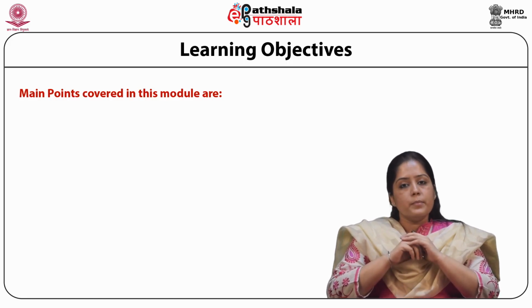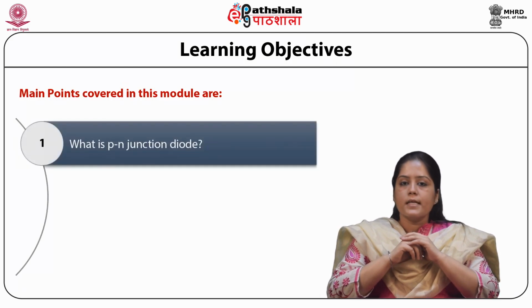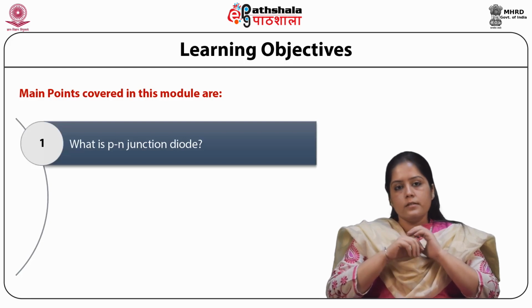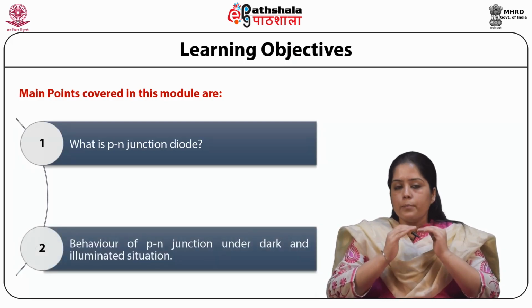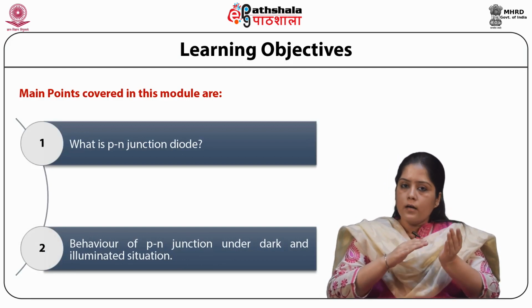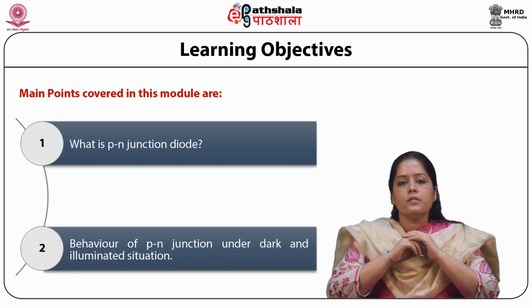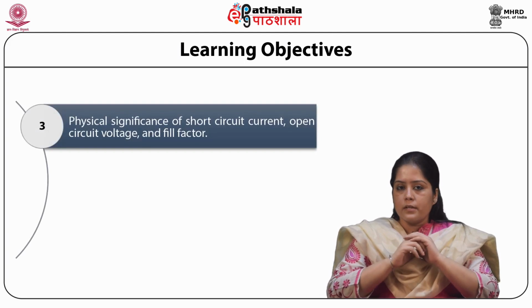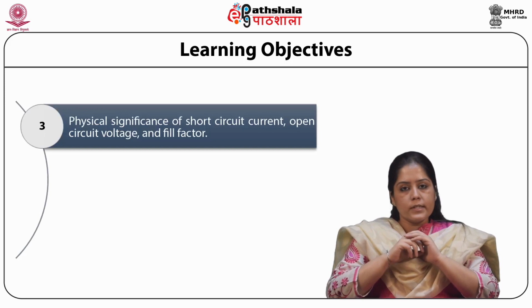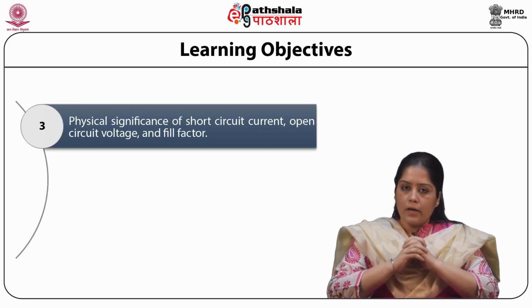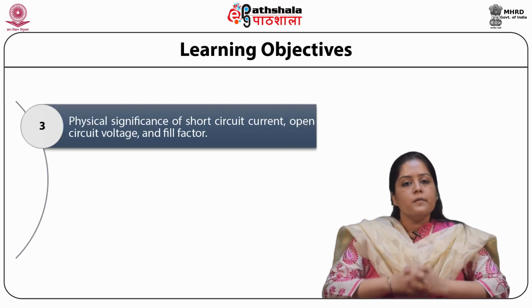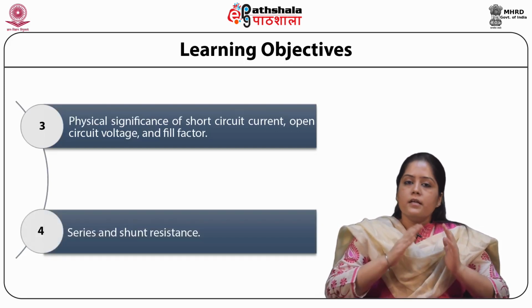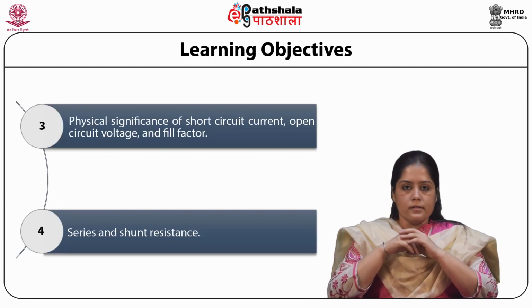First, we will be discussing what is a PN junction diode. Second, the behavior of PN junction under dark and illuminated situation. Third, the physical significance of short circuit current, open circuit voltage, and the fill factor. Lastly, we will be discussing the series and the shunt resistance.